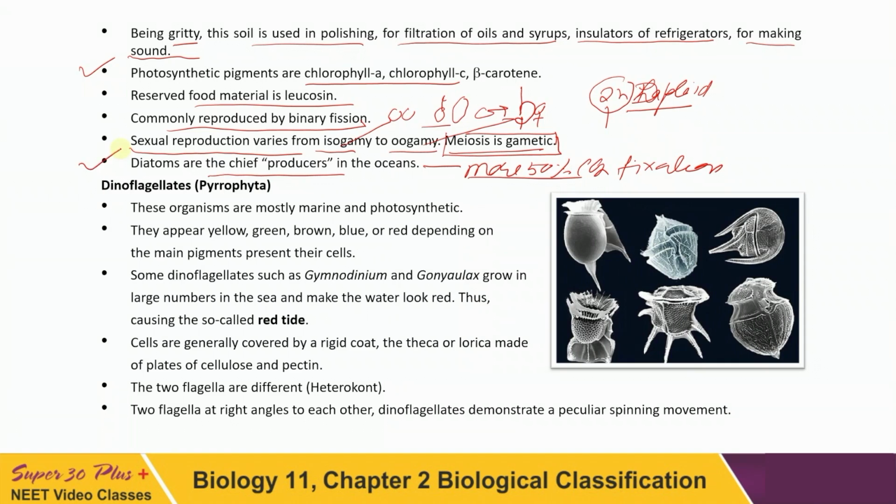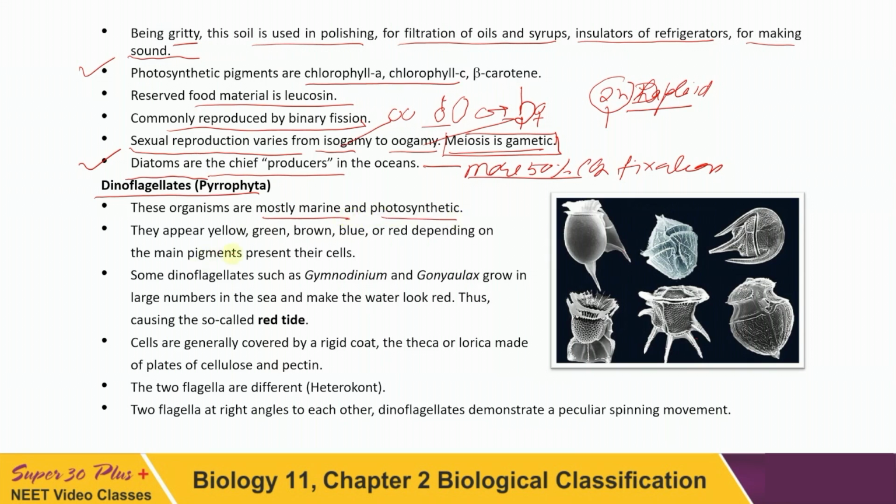Now the next group here is dinoflagellates. As the name indicates, these are flagellate. They have flagella with the help of which they can move. These are different types of dinoflagellates. You are seeing that the flagella are there. With the help of these flagella, they can move. The organisms are mostly marine and photosynthetic.